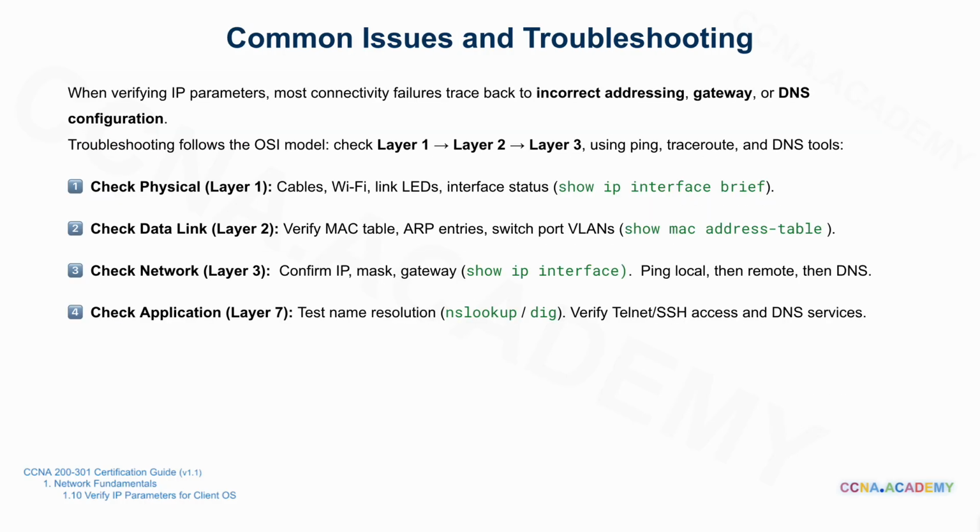When something doesn't work, always go layer by layer. If there's no link light or Wi-Fi, that's a Layer 1 issue. Check cables or interface status. If the interface is up but you can't reach other devices, check the MAC table or ARP entries. That's Layer 2. If you can ping locally but not outside your subnet, inspect your gateway and routing. That's Layer 3. If IP works but name resolution fails, it's a DNS issue at Layer 7. And finally, if everything works except remote access, check ACLs, SSH configuration, or firewall rules. Always verify in this order: IP, gateway, DNS, path, port.